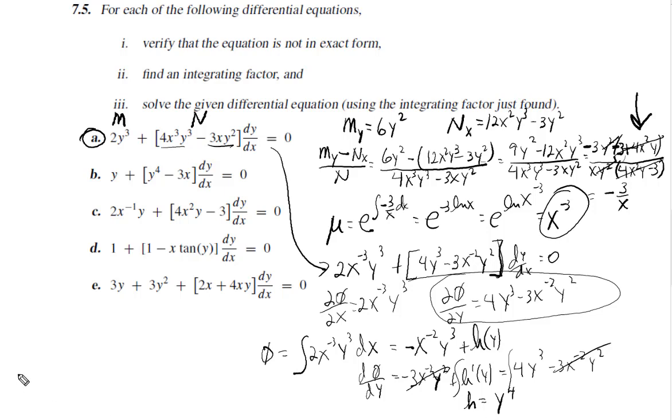Therefore, our phi comes out to be a negative x to the -2 y cubed plus y to the 4. And our solution would be phi equals some constant. Now, obviously, since y is to the 3 and to the 4, we're not going to be able to recover the function of y, so we'll just pronounce that the solution.